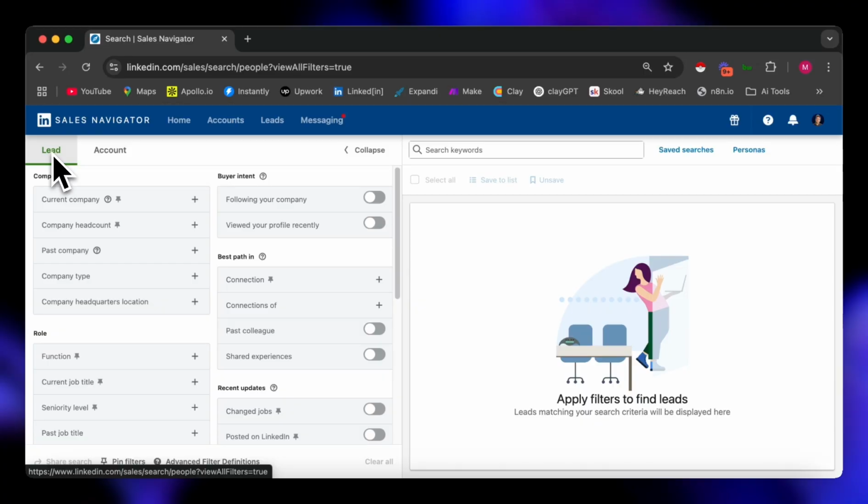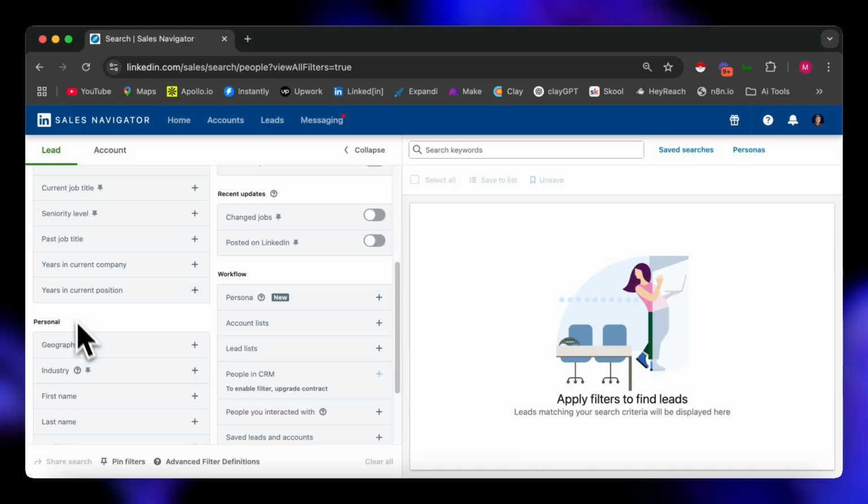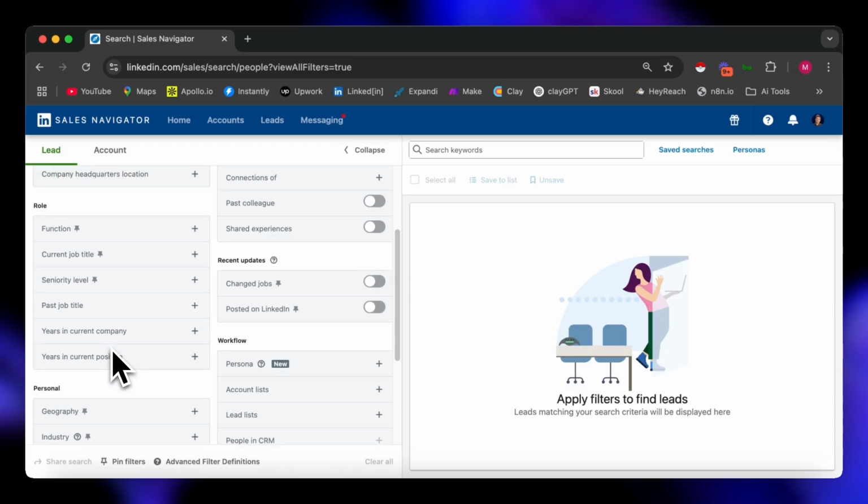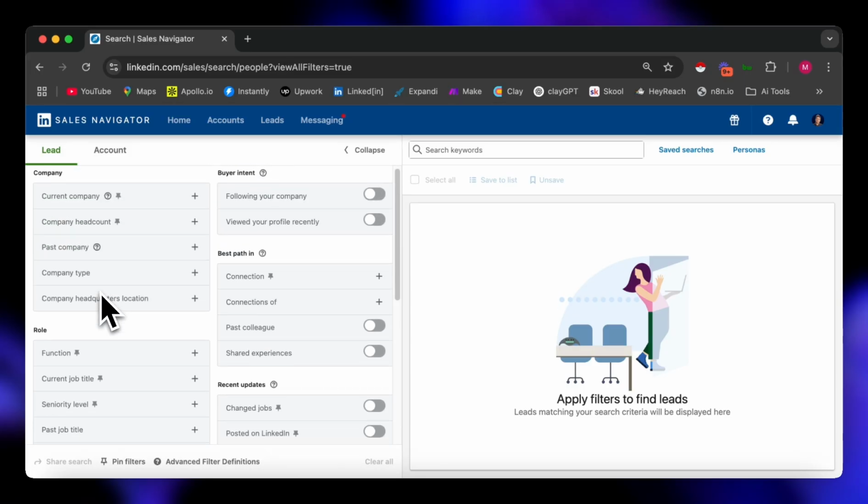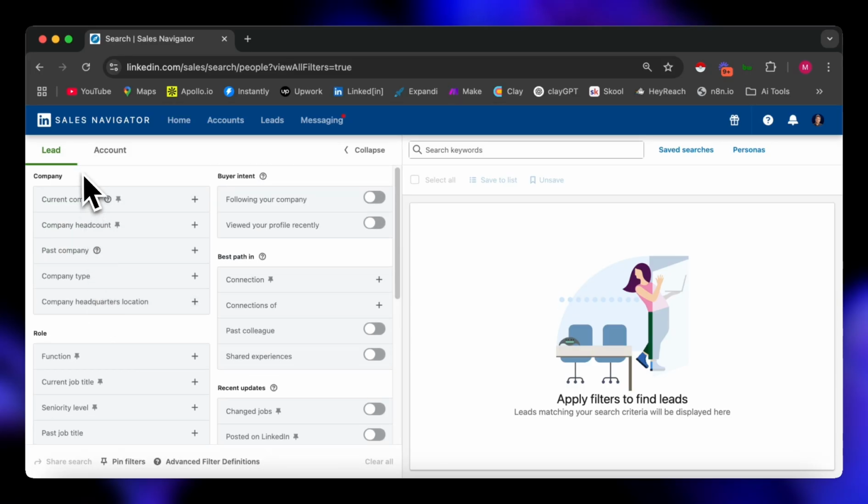Okay, if we have a quick look, we see that the company side already has some filters, but we also have personal attributes as well. Well, that's something that's really great for us to know, because we now know that we can use some company filters and personal filters together to find the ideal people within these companies.